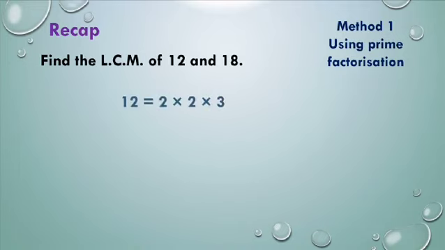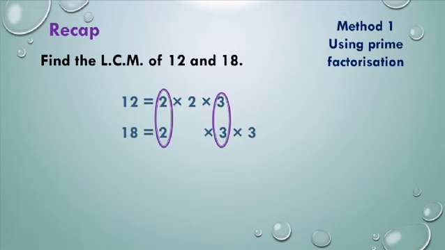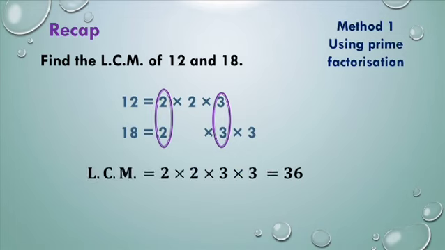So 12 can be written as 2 times 2 times 3. 18 can be written as 2 times 3 times 3. So here we need to be careful. 2 is common and 3 is common. For the LCM, I'm going to take the common factors only once.